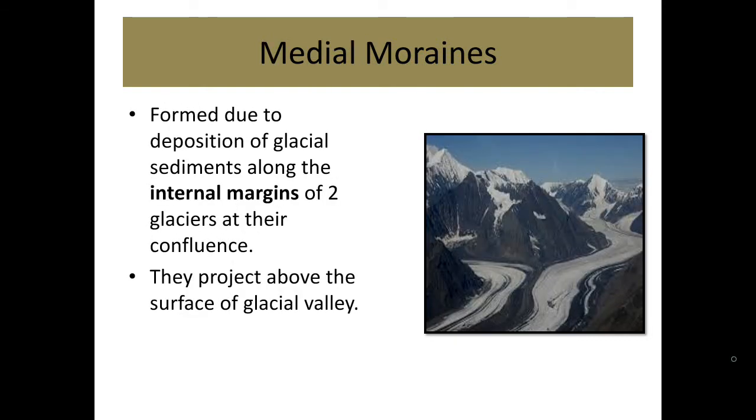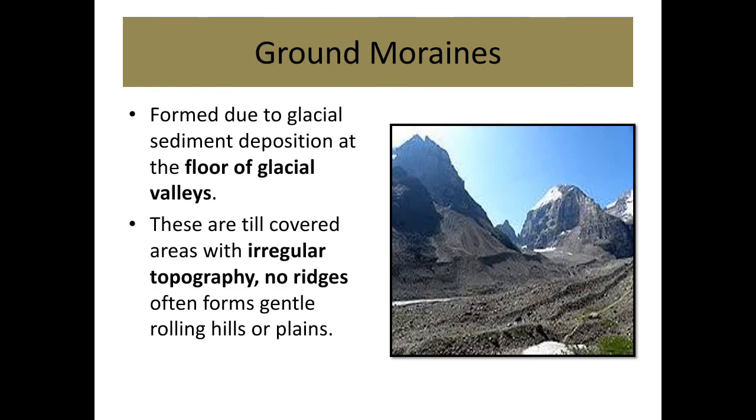Whereas medial moraines, we can see that here one glacier is joining in this region. Here this medial ridge is called medial moraines. These are sediments along the internal margins of two glaciers at their confluence, where it is joining at this region. They project above the surface of the glacial valleys.